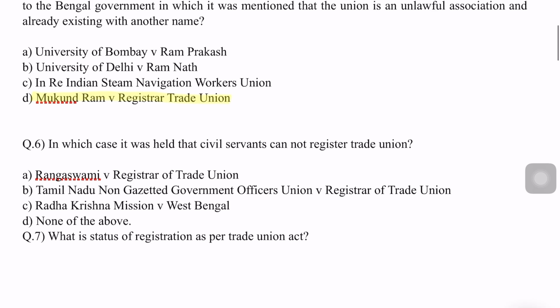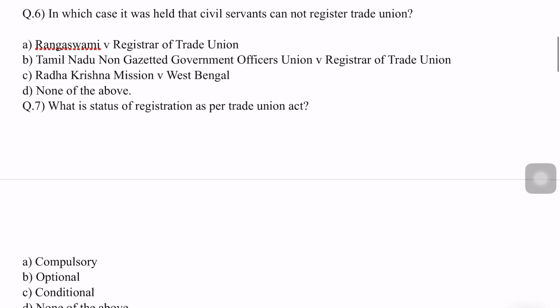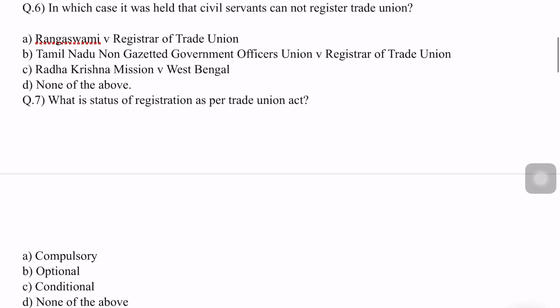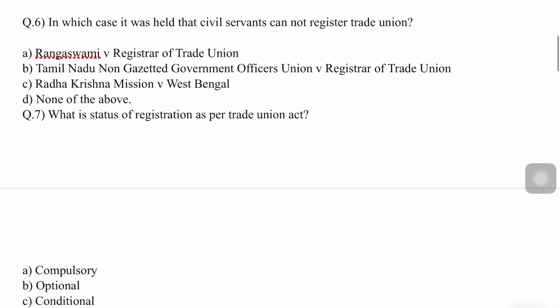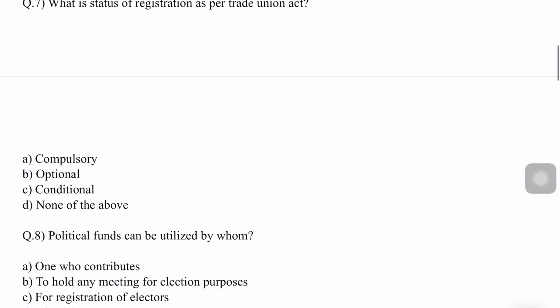Next question, this is again a case question, in which case it was held that civil servants cannot register for trade union. This was held in the case of Radha Krishna Mission versus West Bengal. Next question, what is the status of registration as per Trade Union Act? Of course, everybody knows, if you have studied the labor law, it is conditional status.